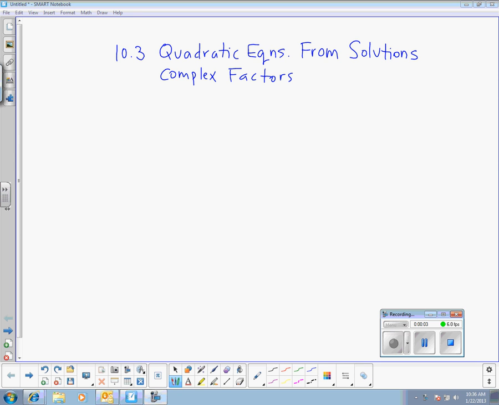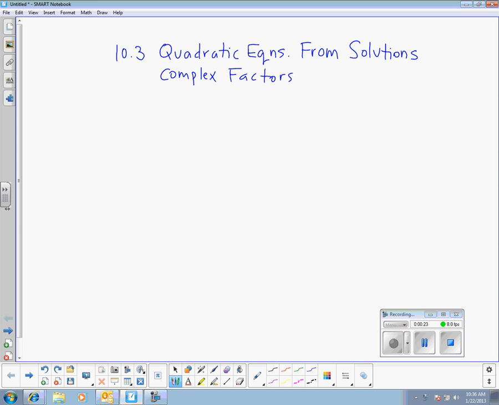Okay, guys, for 10.3, we are going to work some more with quadratics, and we're going to emphasize some of the imaginary number aspects that quadratics can give. Three styles of problems that this section is going to ask you. You notice that it has a lengthy title.